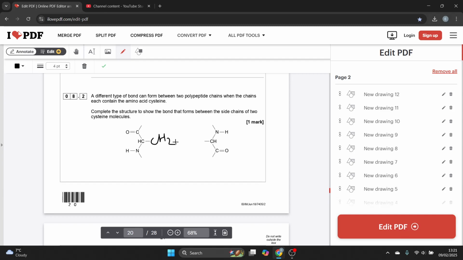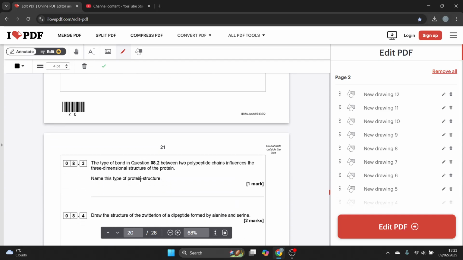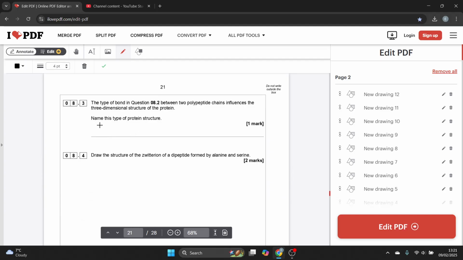So I've got H2N, I've got the SH. In this case, it's going to be the S, and then the CH2S. There you go. Name the type of protein structure. Quaternary, or you could say tertiary, but I would always like to say quaternary. No, that's not how you spell it. Quaternary.